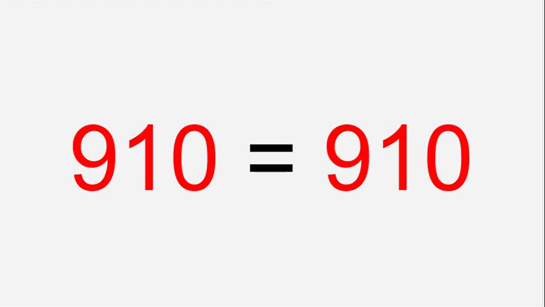Next, we will compare 910 and 910. Which one is bigger? Both of these numbers have 3 digits with the exact same numbers in every place value. So 910 is equal to 910. Check your work.